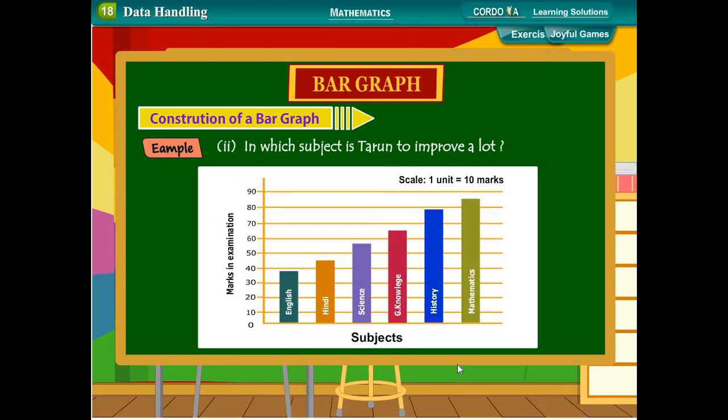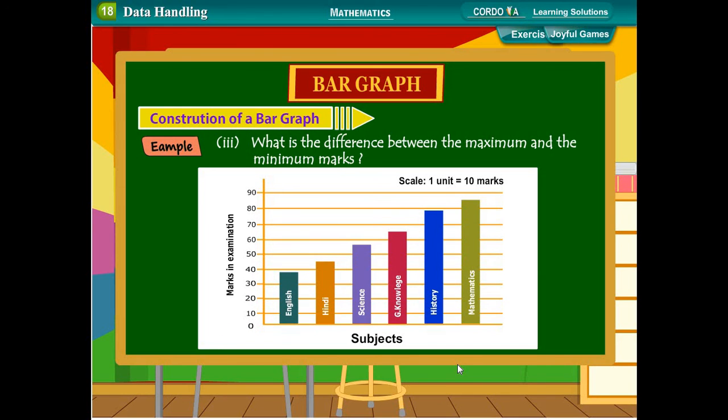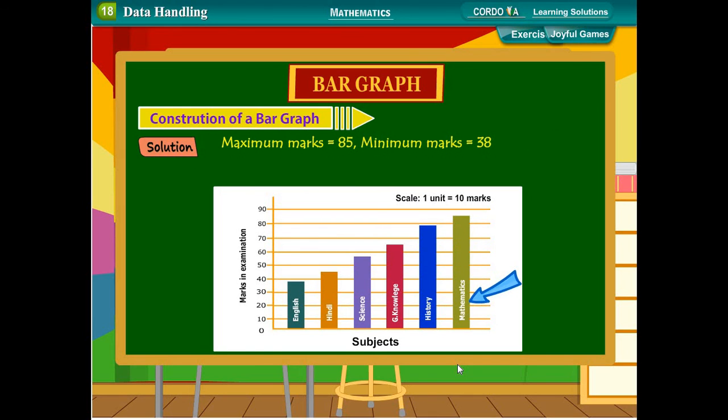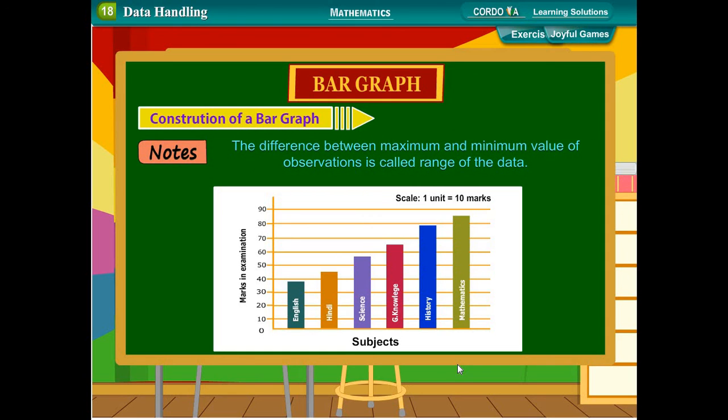In which subject does Tarun have to improve a lot? Tarun has to improve a lot in English. Maximum marks 85, minimum marks 38. Difference: 85 minus 38 is equal to 47. The difference between maximum and minimum marks is 47. Note, the difference between the maximum and minimum value of observations is called the range of the data.